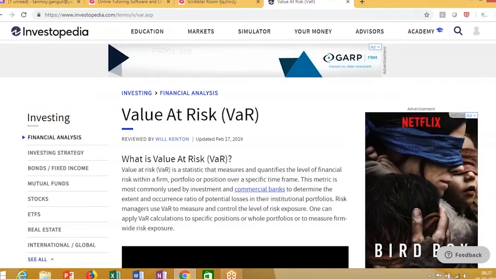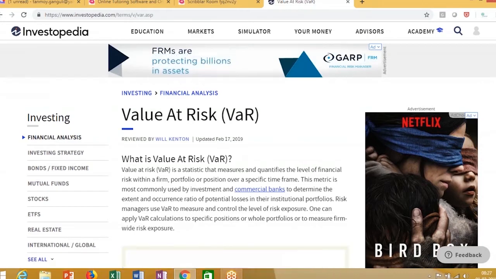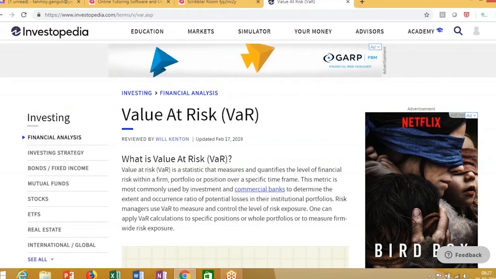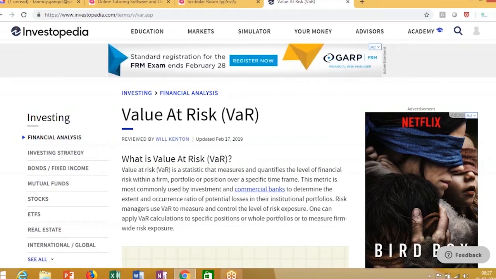Now, what is it that I want to understand through this value at risk? I want to determine the extent and occurrence ratio of potential losses in my banking portfolio. When I look at the VAR measure, I'm trying to assess the total level of risk within my firm. It's a statistical measure which helps me do so.